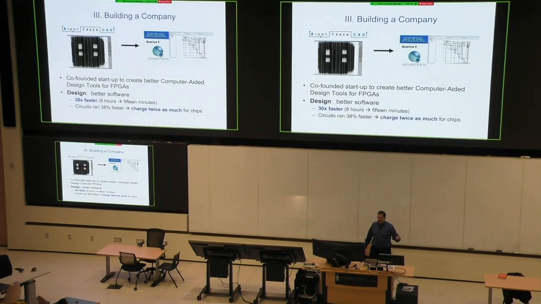So I told you I co-founded a company, and key to our success were both design and communication. So the design part, our company was to make better computer-aided design tools like Cordis for field programmable gate arrays, the chips that you're using in 241 and 243. And we succeeded, okay? So one of our customers was Altera, so we were a separate company at that point, and they benchmarked our software against theirs, and it was 30 times faster, so instead of taking 8 hours, it took 15 minutes, and it made the chips run 38% faster on average, which meant they could charge about twice as much. So that was valuable to them.